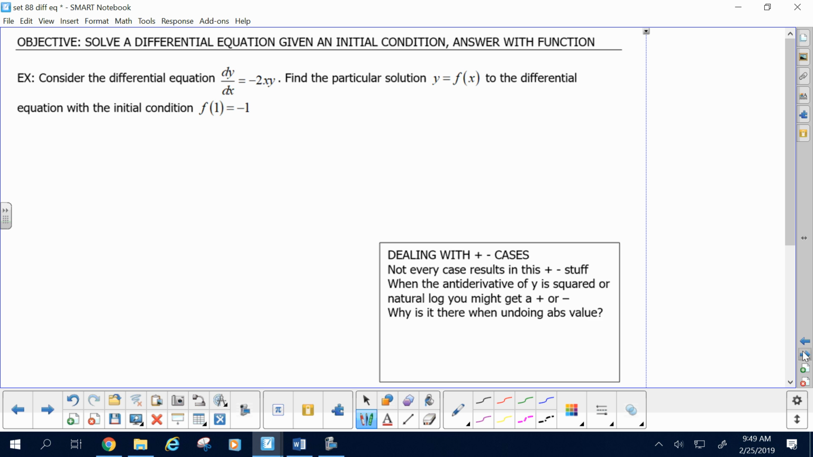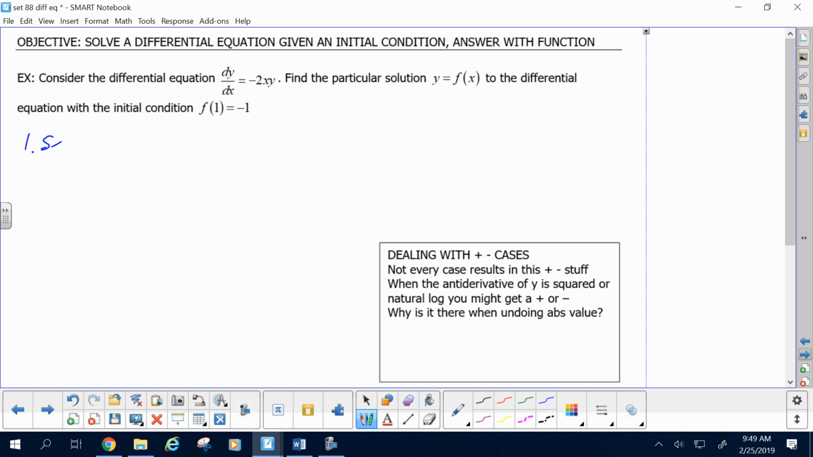Okay, here we go then. All right, consider the differential equation dy equals negative 2xy. Find the particular solution y equals f of x to the differential equation with the initial condition of f of 1 equals negative 1. All right? So when they say find the particular solution, y equals, they want no derivative.